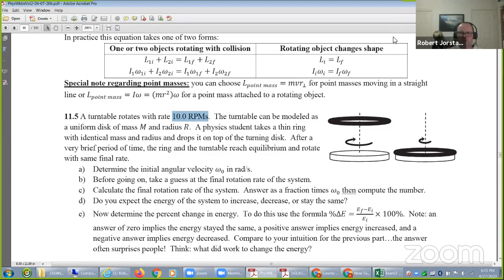And where'd that chat go? Somewhere. All right, I lost my chat, so I can't see it, so I'll go back to it in a second.